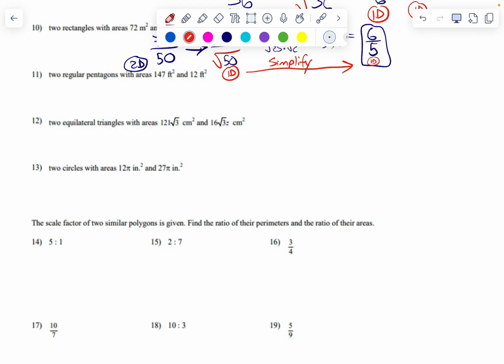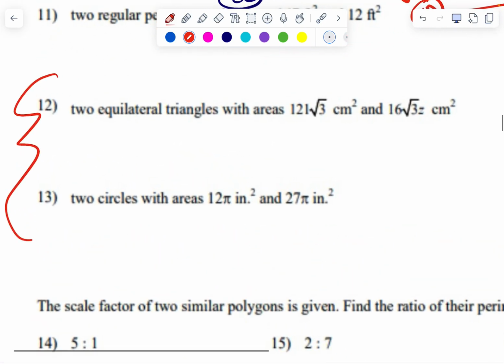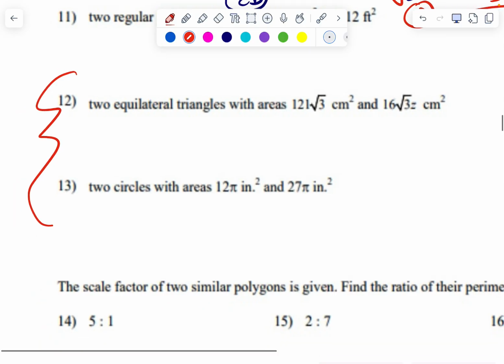Okay. Go ahead and try these two, please. Number 12 and 13. And we're just doing that same thing with area and perimeter ratios, or area ratio to perimeter ratio, and then make sure it's in simplest form.